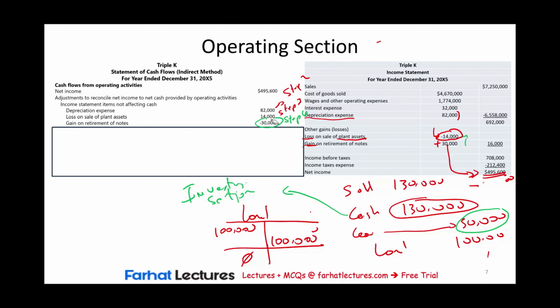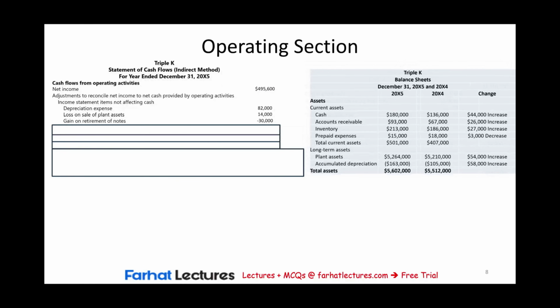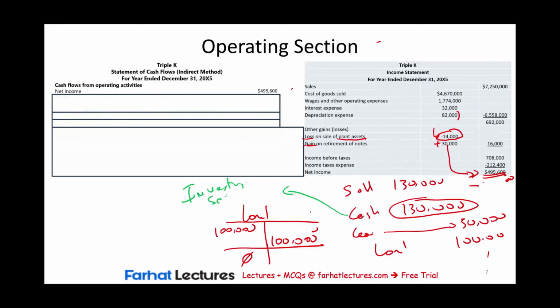So notice how easy steps 1, 2, and 3 are. Step 1 is net income. Step 2, add non-cash expenses, depreciation. Step 3, add the loss. Step 4, deduct the gains. Done. So I'm done with steps 1, 2, 3, and 4. Now, what am I going to get to? Step 5, and step 5 is a big step. Let me go back and show it to you.